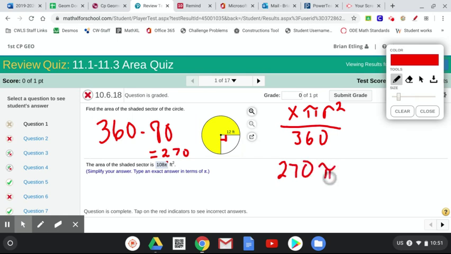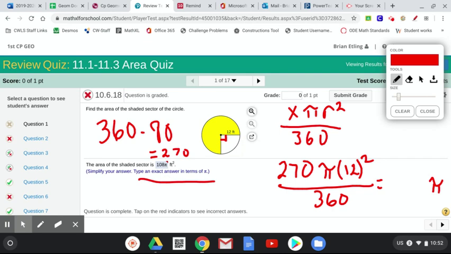So we plug in 270, multiplying it by pi times radius squared. Well, our radius is 12. It's just in the picture there. So pi times 12 squared. All right, and we're dividing that all by 360. Now, from here, what you want to do is leave pi on the outside because it tells you to leave your answers in terms of pi.